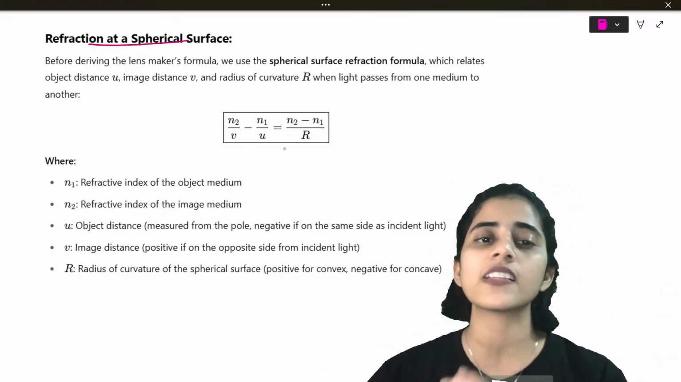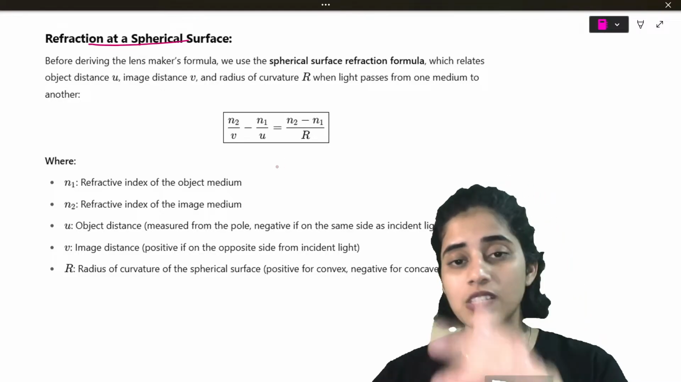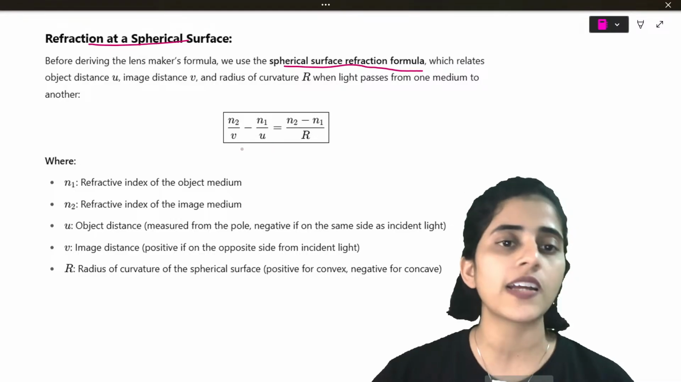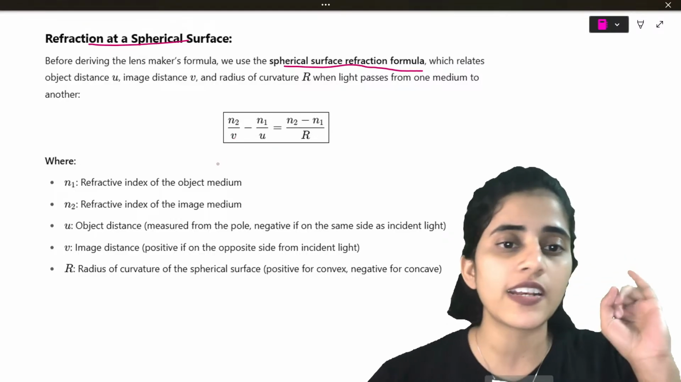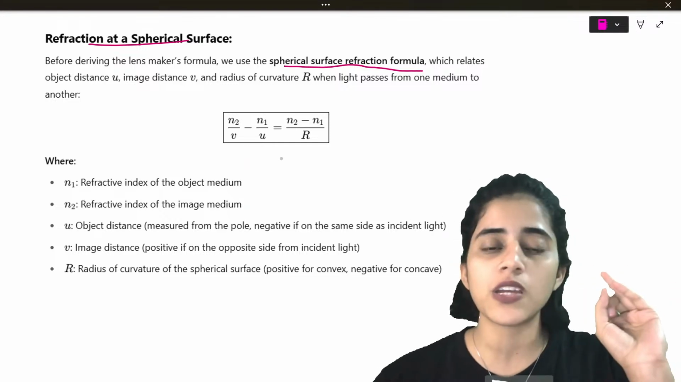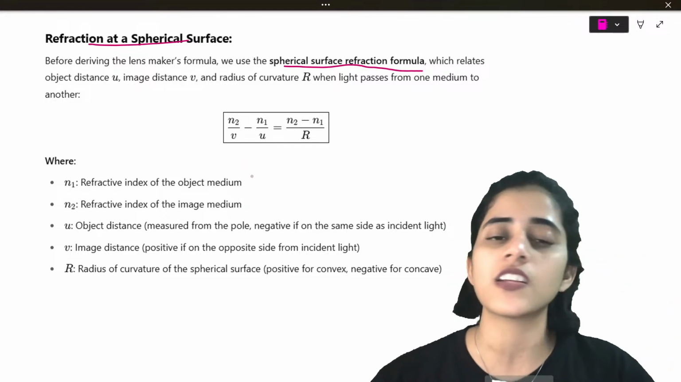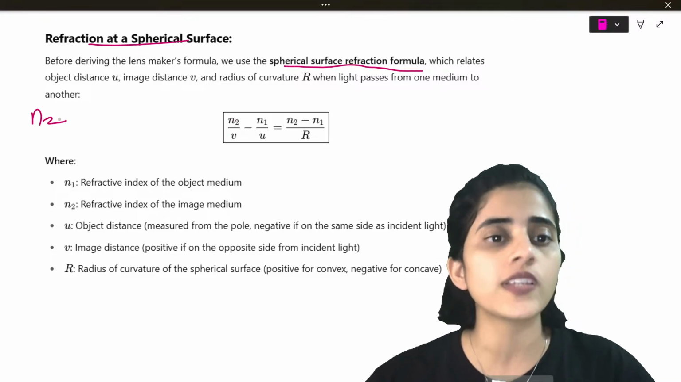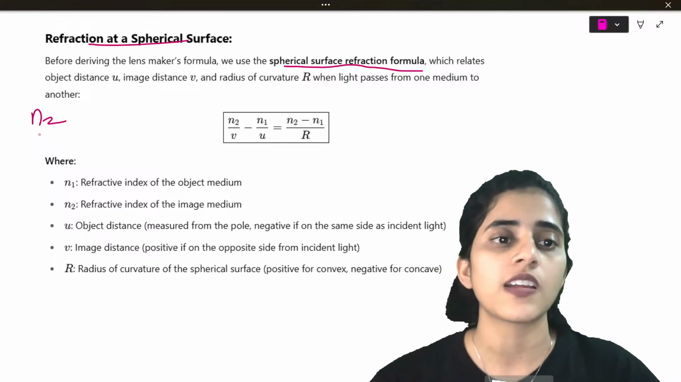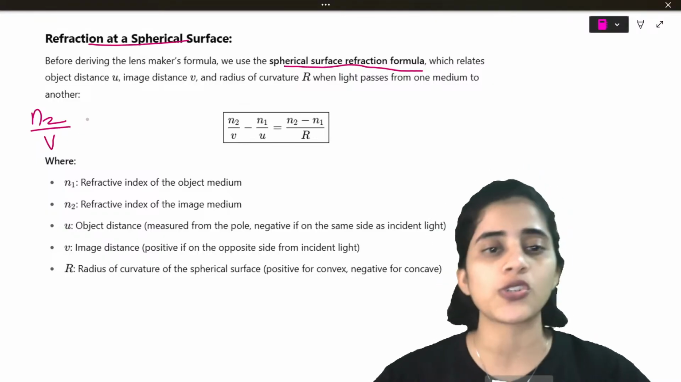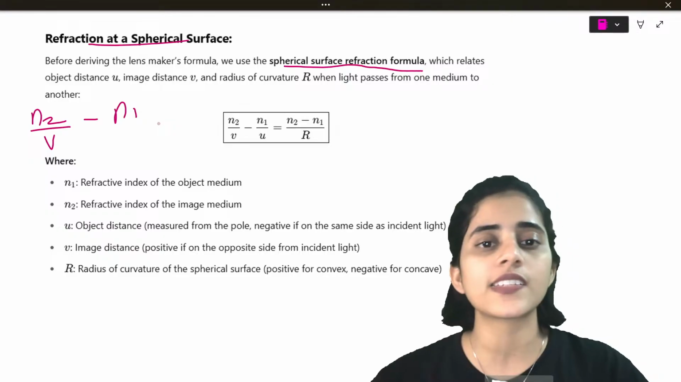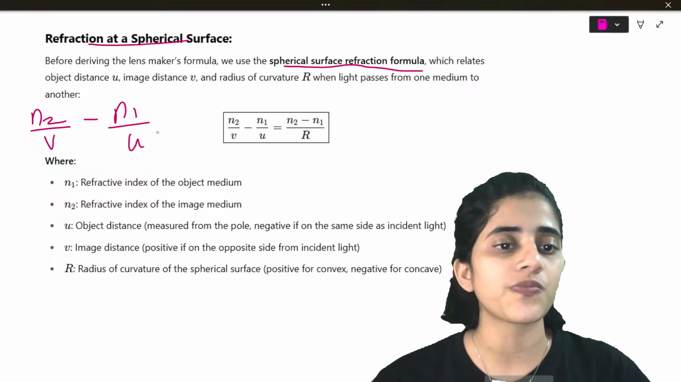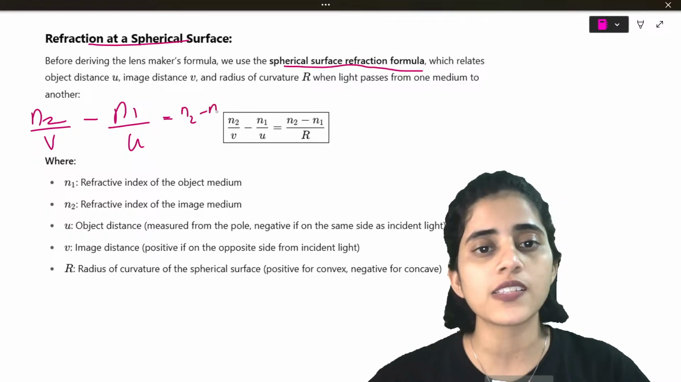Before deriving the lens maker's formula, there was a formula which is the spherical surface refraction formula. This formula gives you the relationship between refractive index of the object, refractive index of the image, object distance, image distance, and radius of curvature. So N2 is the refractive index of the object, divided by V, the image distance, minus N1, the refractive index of the medium, divided by U, the object distance. This is N2 minus N1 by R.